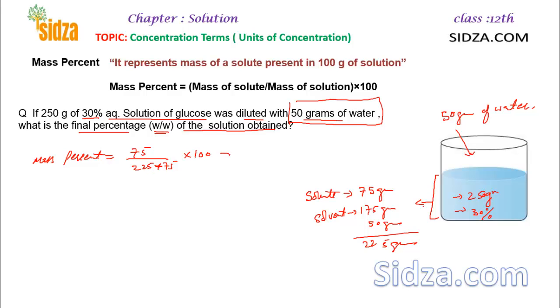Times 100, right? So it will be 75 by 300 times 100, so it will be 25%, okay? So the solution has a percentage of 25. So that means it has been diluted actually by 5%, correct? By adding 50 grams of water, the solution got diluted by 5% here. Initially its percentage was 30%, now its percentage is 25%. So dilution decreases the concentration of a solution.